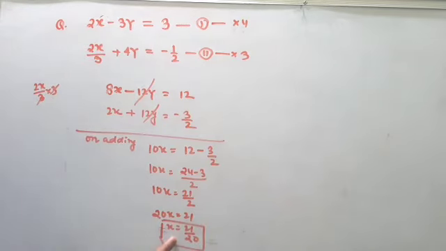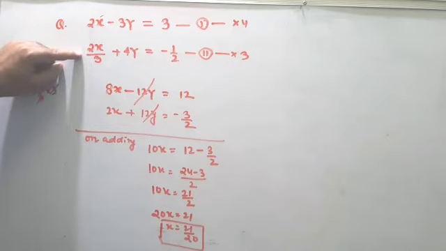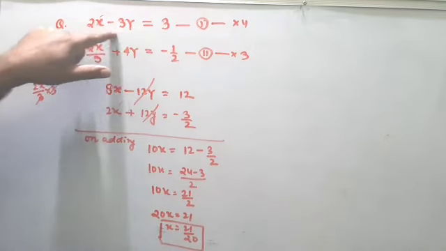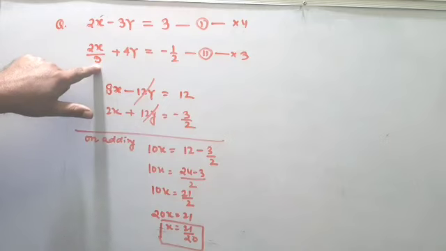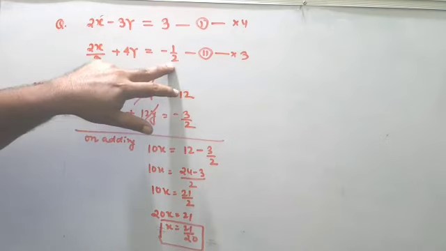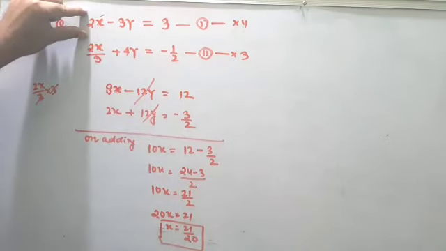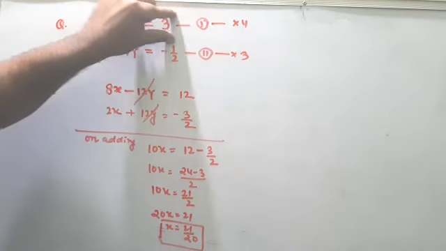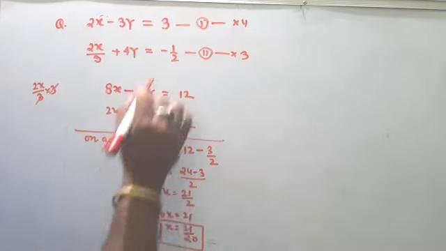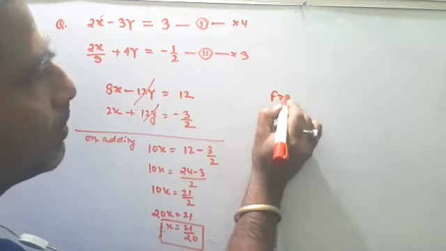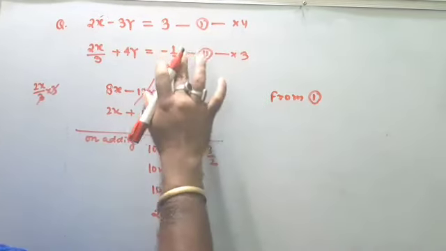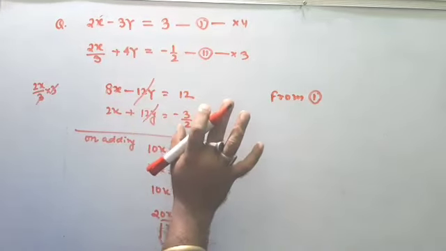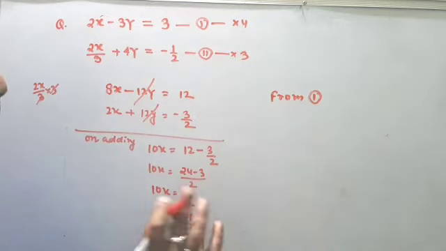Now, putting the value of x in where? Equation 1 or 2. Equation 1 is an easy concept, and equation 2 has some complicated divide concept, by 2, by 3. So I always use the simpler equation. I put the value of x in equation 1. It is easy. So always check which equation is easy, and in that equation you put the value.